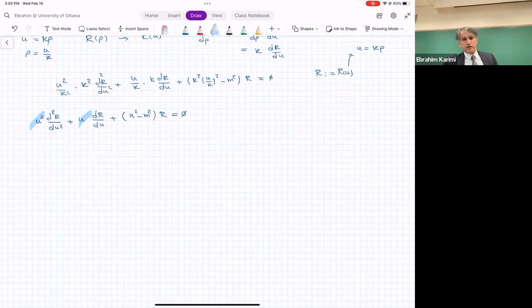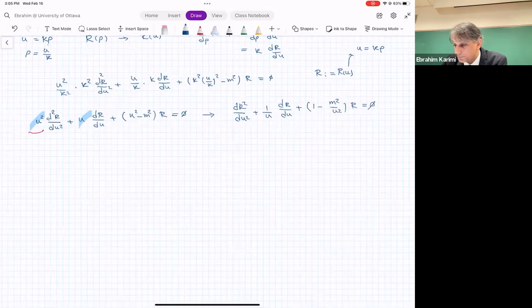In order to solve it, you have to know the property of r, or let's say the property of this differential equation. And in order to understand this, you have to divide both sides by the coefficient of the highest derivative. So doing that leads you to d²r/du² plus (1 divided by u) dr/du plus (1 minus m squared over u squared) r equal to 0.